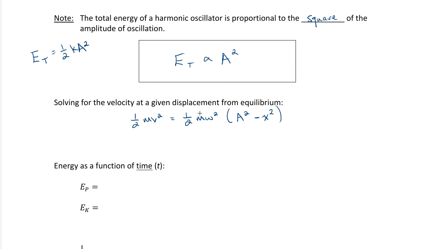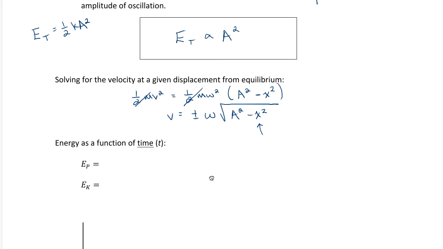And we can cancel out the 1/2 m and square root both sides, and we get that the velocity is equal to plus or minus omega times the square root of A squared minus x squared. So again, A is the amplitude, it's not a variable anymore, neither is the angular frequency once we know the parameters of the system, k and m, and so the only variable here is x. We plug in the displacement from equilibrium and it's going to give us the velocity.